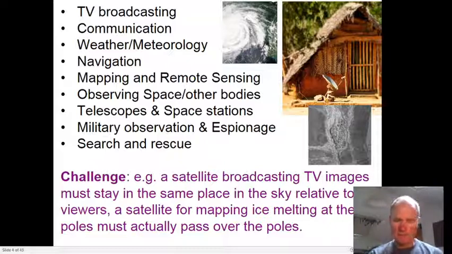For the challenge question, what will these satellites require? Well, if you want a satellite broadcasting TV images, then it's got to stay in the same place in the sky relative to the viewers. It's no good if your Sky TV only works while a satellite's passing and then it goes off. It needs to be pretty constant above that place on the Earth. And also for mapping ice at the poles, North Pole and South Pole, with global warming, of course, that needs to pass over the poles periodically to see what's happening there, and it can't sit over both of them. So it has to pass over them. So there are different uses, as we'll see as we go through this lesson.